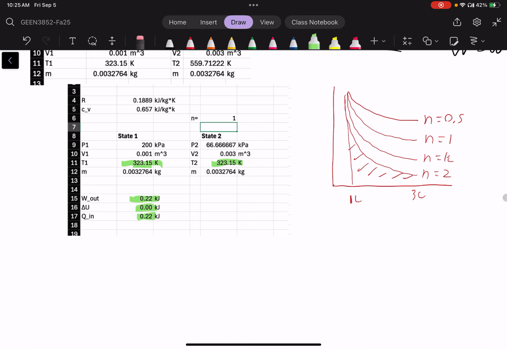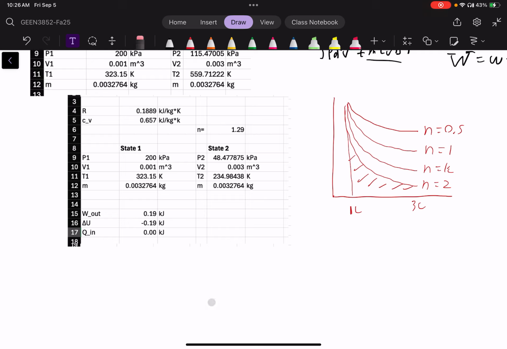Let's go now to n equals 1.29, which should be the adiabatic process. We can see that, again, the work decreased. This makes sense that now the Q is 0 because it's adiabatic. And so the energy for that work had to come from somewhere. It came from the internal energy. The internal energy decreased, and my Q went to 0.